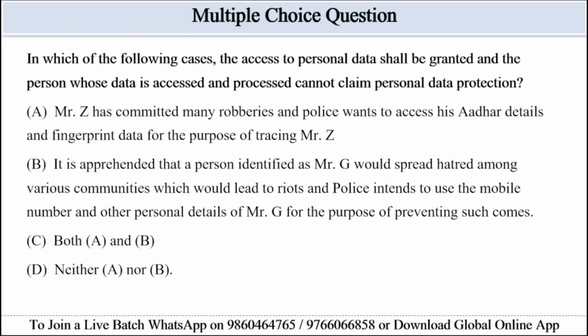So this also aligns with the maintenance of public order and prevention of offenses, also explicitly noted as grounds for exemption. So given that both A and B fall within the broad government security related exemptions, option C, both A and B, best reflects when data protection claims are overridden. Hence option C will be the correct answer in this case.